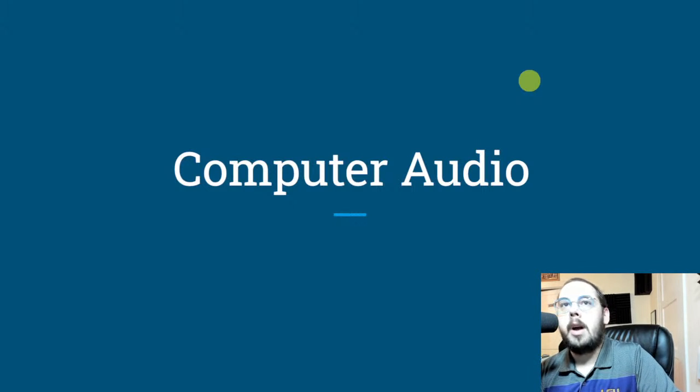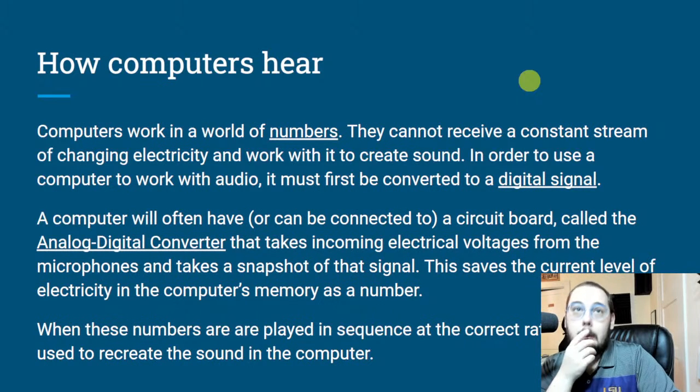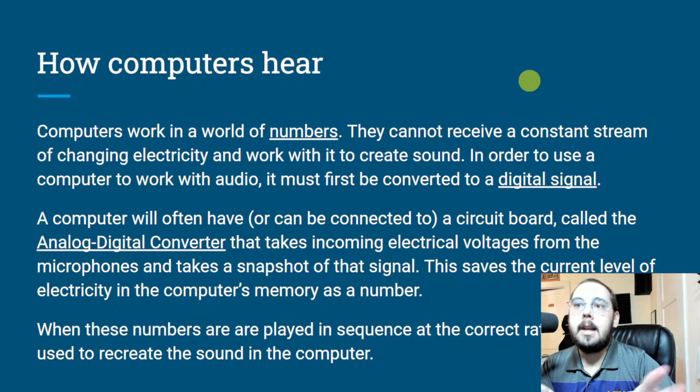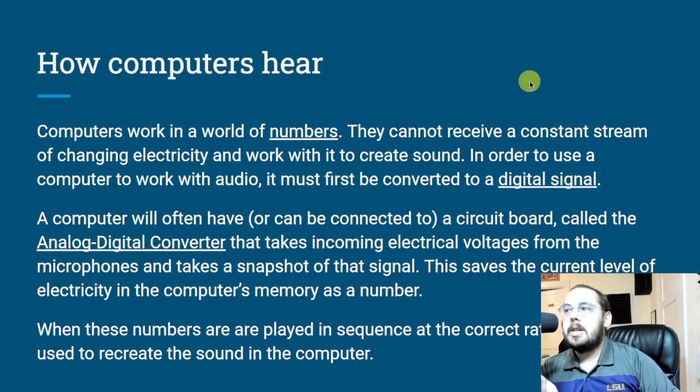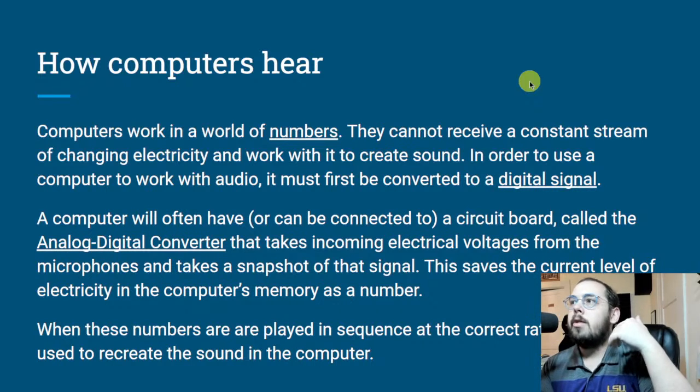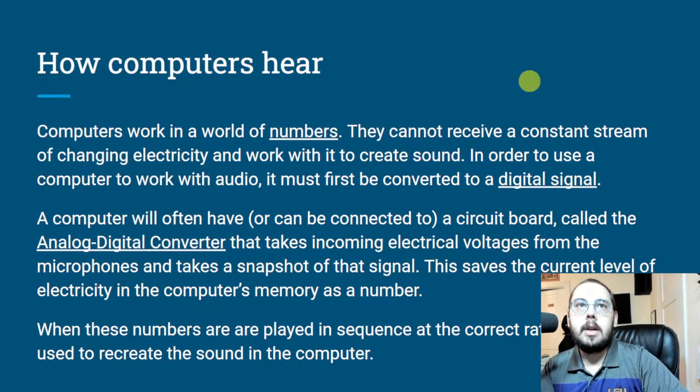this video, computer audio. So computers use numbers. That should not be new information, but if it is, again, pause the video until your mind is no longer blown and then jump back in. So I mentioned that microphones send a stream of electricity out the cable that they're connected to. That's great, but computers can't work with that. It needs to be a number.